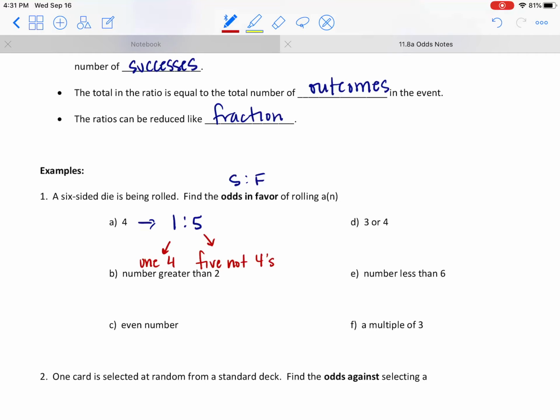I don't know if that makes sense. I'm just drawing arrows all over the place. Okay, so 1 to 5, and that's not reducible.